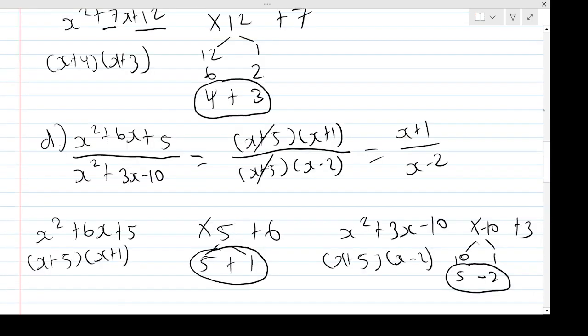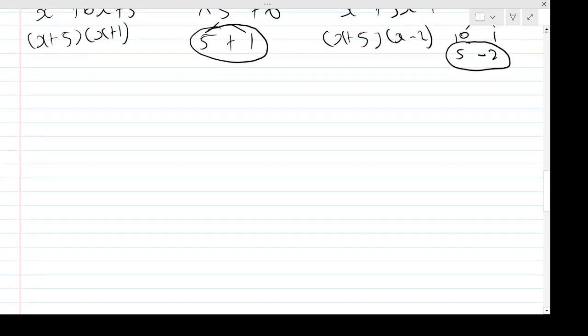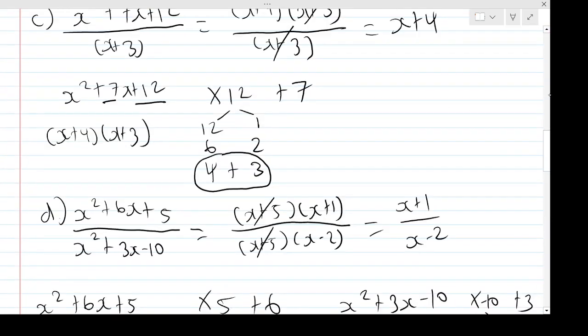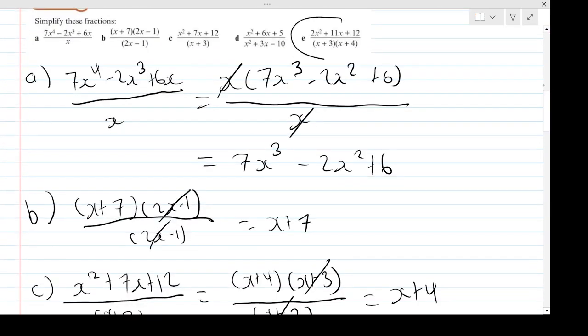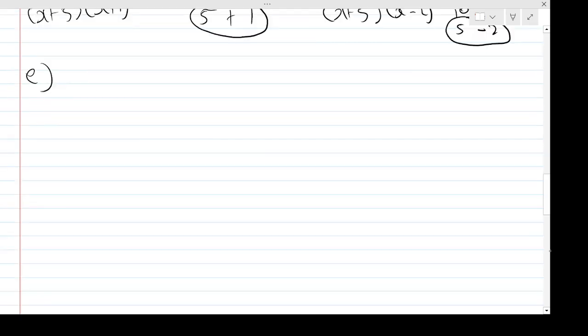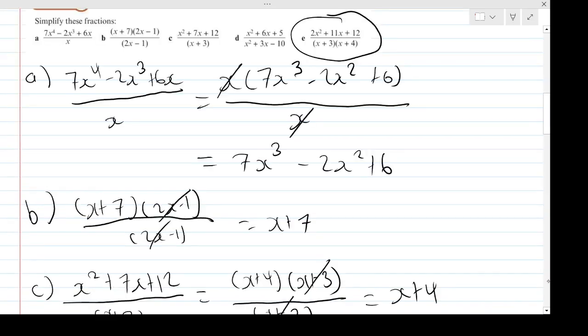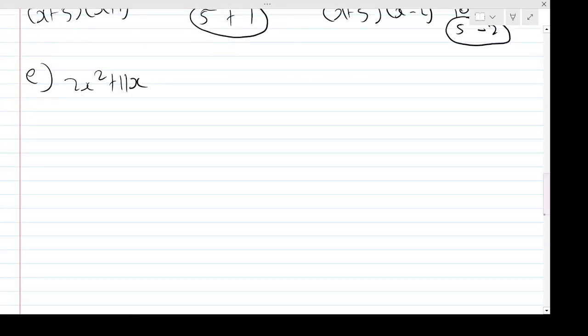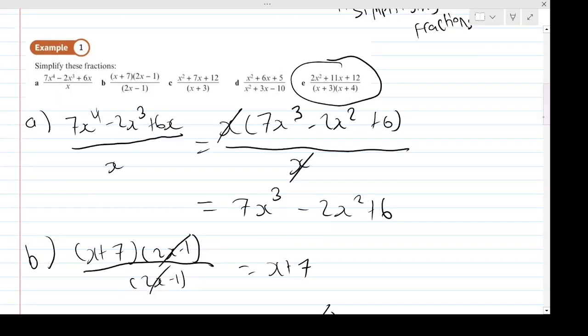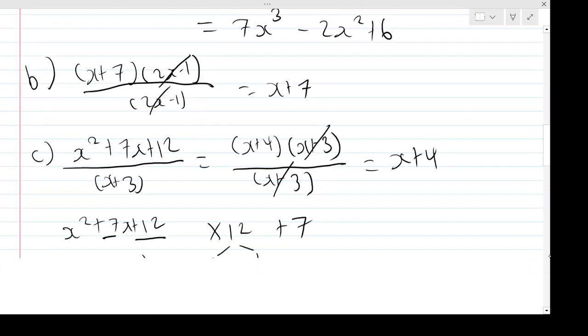Cool. Then we got the last part here, part E. We have this one, 2x squared plus 11x plus 12 over, what was it, x plus 3, x plus 4? Was that it? Yes, okay. So let's go back to here.